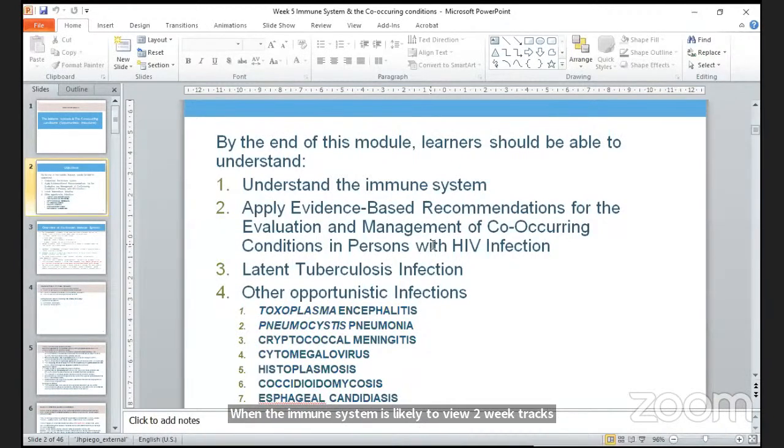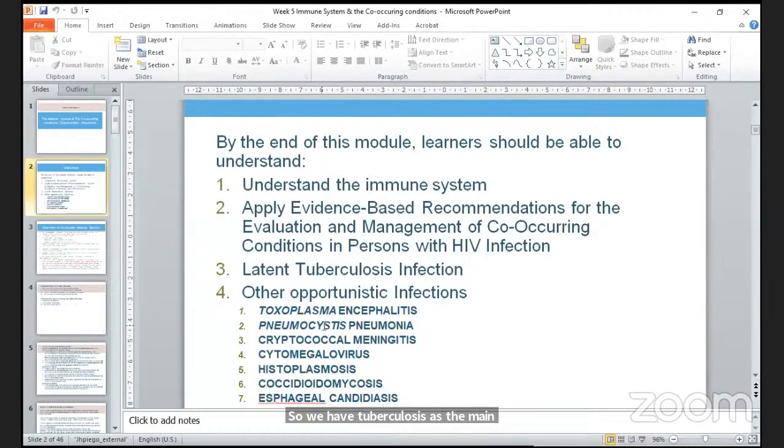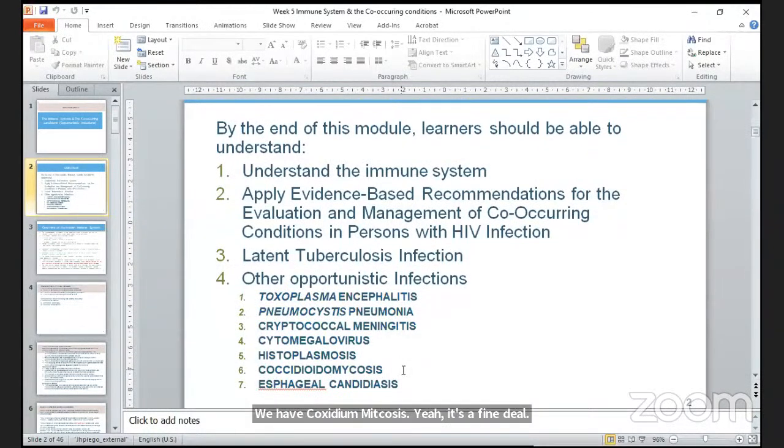So we have tuberculosis as the main opportunistic infection that we're going to look at. We have toxoplasma encephalitis, another one. We have pneumocystis pneumonia. We have cryptococcal meningitis. We have cytomegalovirus. We have histoplasmosis. We have coccidiomycosis. We have esophageal candidiasis, right? Having to do with the throat and all that. So we're going to look at these.